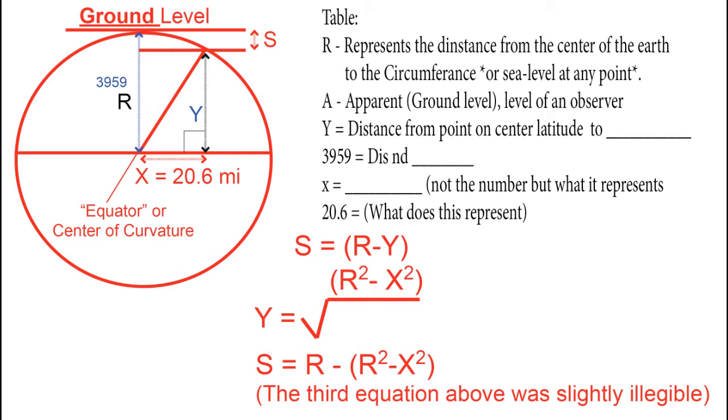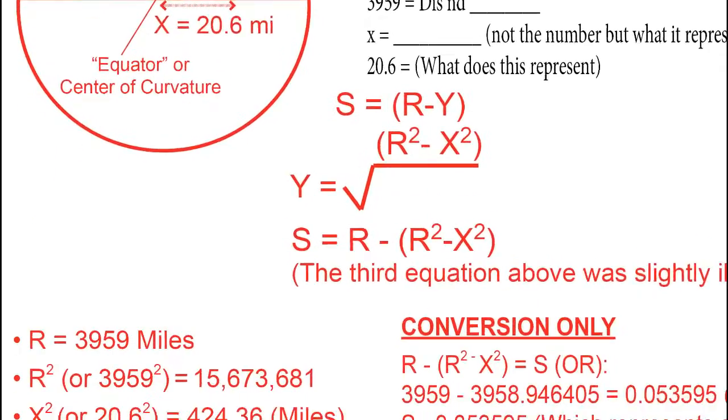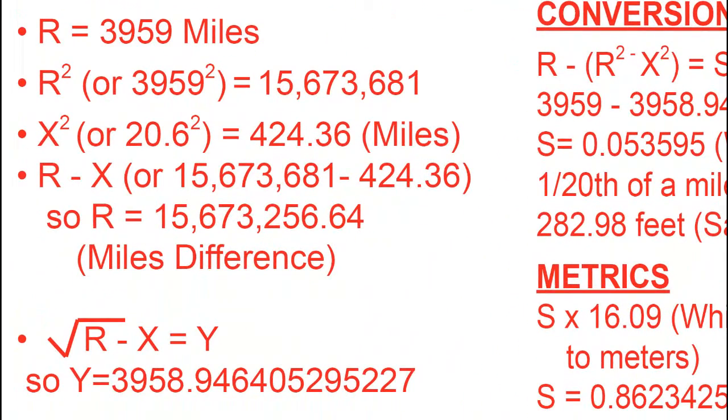So we know that R equals 3959 miles, so then R squared, or 3959 squared, equals 15,673,681 miles. X squared, or 20.6 miles squared, equals 424.36 miles. So, R squared minus X squared, or 15,673,681 minus 424.36 equals 15,673,256.64. So that's the miles difference between R squared and X squared.